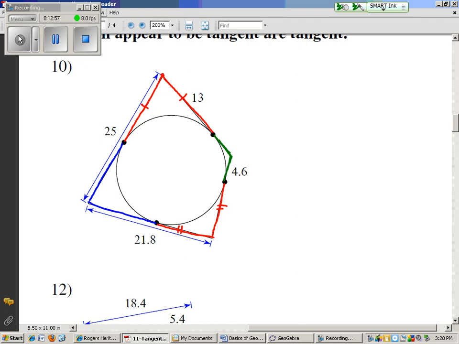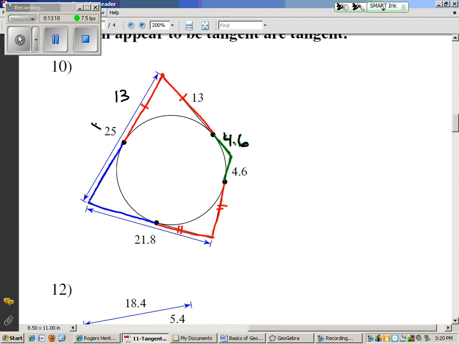I don't know this red double one down here, and I don't know the blue one at all. But I do know the green ones, right? The green one on one side is 4.6, so on the other side it's going to be 4.6. Let's do this in black. The red one is 13, so over here it'll be 13.